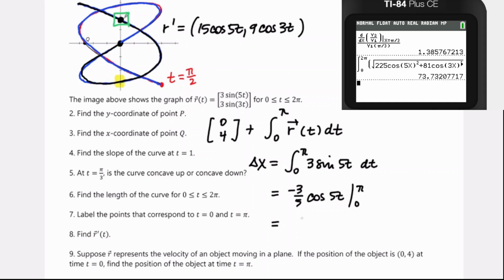Oh no, this is going to have some distance. So that's equal to negative 3/5 times cosine of 5 pi would be negative 1, cosine of 0 is 1. So I've got negative 2 times negative 3/5 is going to be positive 6 over 5. Okay? That means my change in x was 6 over 5, so there we go. Now I'm going to need to clear that out and find the change in y.